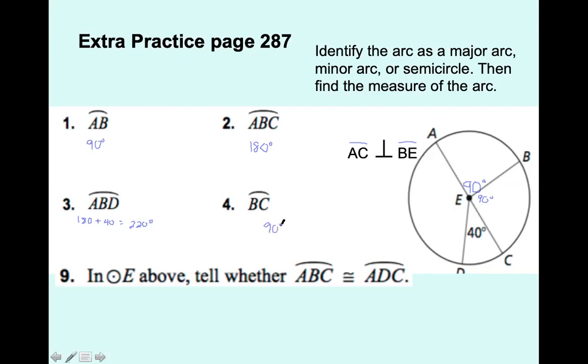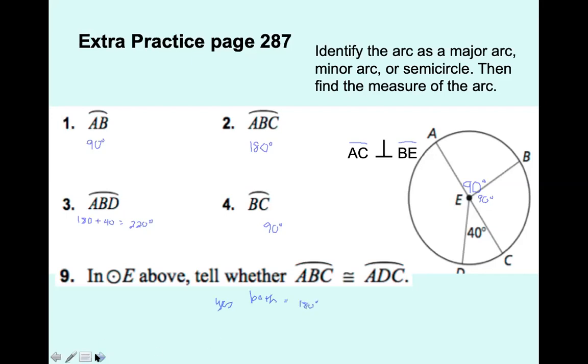The next question says in circle E, and by the way, this is the notation for naming a circle. They have this little circle symbol with one letter, and the letter is always the center point. So in circle E above, tell whether arc ABC, this major arc here, or this semicircle, is congruent to arc ADC. And our answer would be yes, because they both equal 180 degrees.